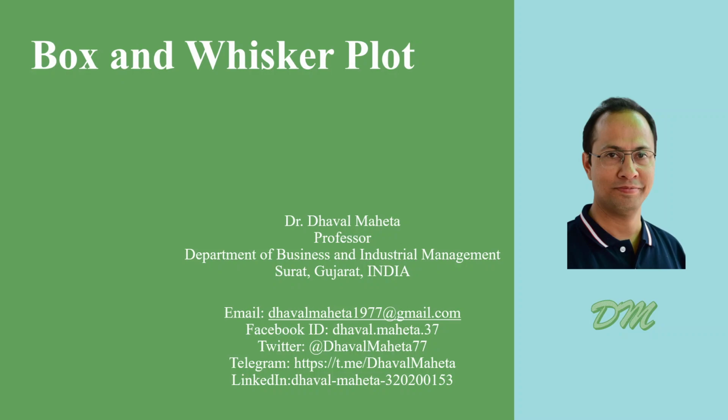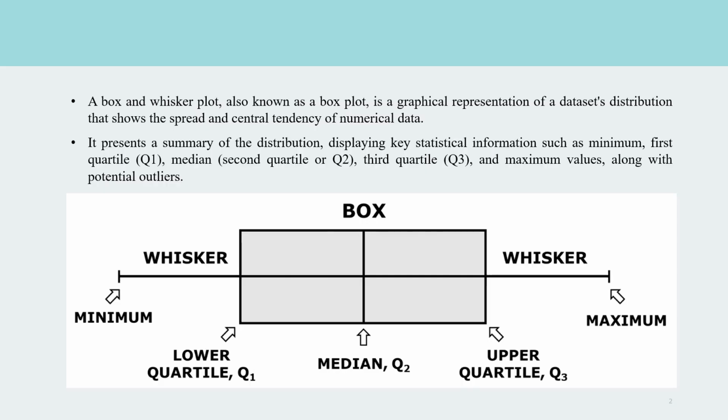This is Dr. Dhaval Maheta, and today we will understand how to generate a box and whisker plot in Excel. A box and whisker plot, also known as a box plot, is a graphical representation of the data's distribution that shows the spread and central tendency of the numerical data. It presents a summary of the distribution, displaying key statistical information such as minimum, first quartile, median, third quartile, and maximum values. Anything which is beyond minimum and maximum is considered to be an outlier.